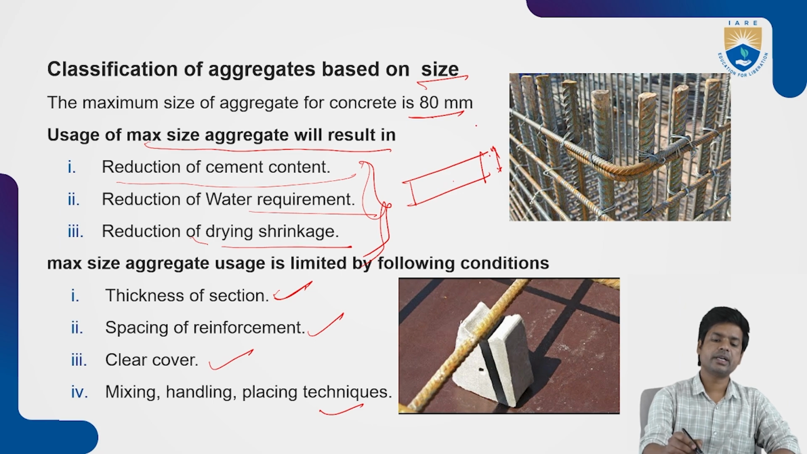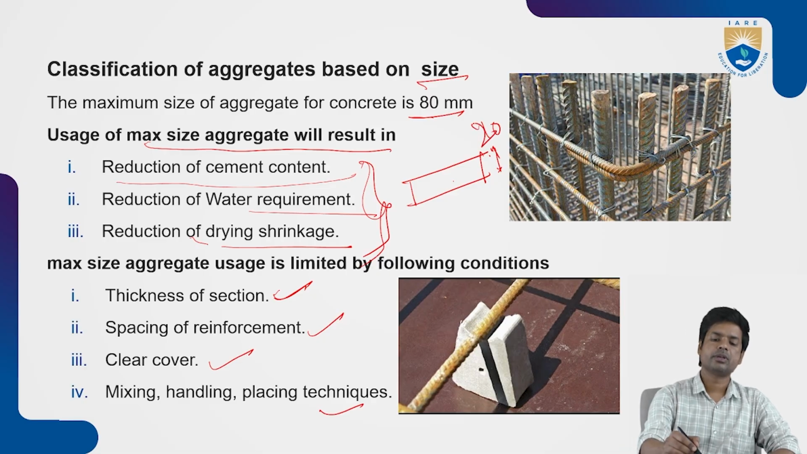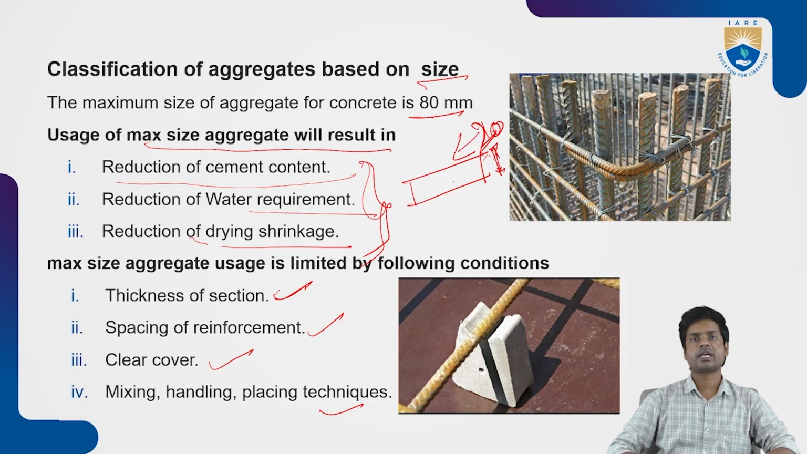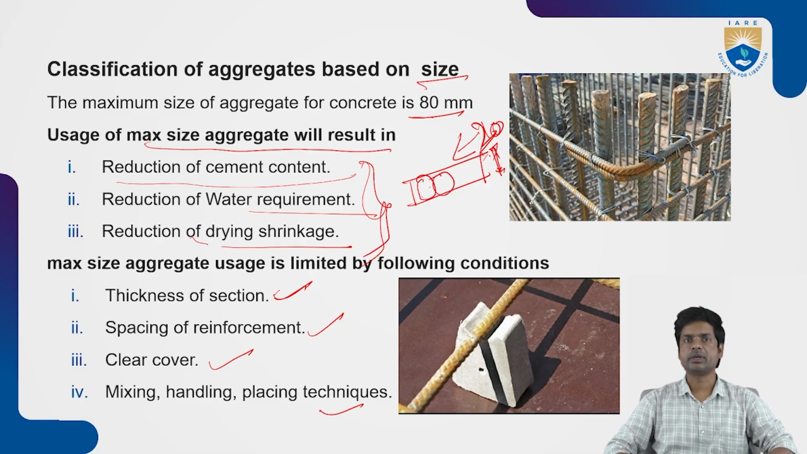Suppose the thickness of the member is only 10 mm, or else 20 mm. Say 20 mm is the thickness of this particular member. Here you have to use less than 20 mm size aggregates. Then only you can prepare the concrete and place it properly. Suppose you use more than 20 mm size aggregates, or even 20 mm aggregate, it is going to block this total area. There is no scope for placing the concrete material; only aggregates are going to occupy it, and that is not ideal.